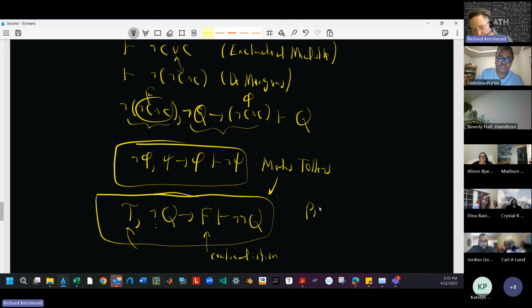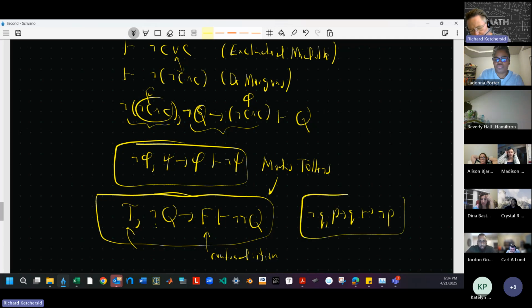Modus tollens is this: P and Q. Let's see, how is it? I guess it's like this. Let me try to get it right. Oops, sorry. P implies, dang it. P implies Q, and not Q, right? Implies not P, right? That was modus tollens, right? And so that's what we're using here.